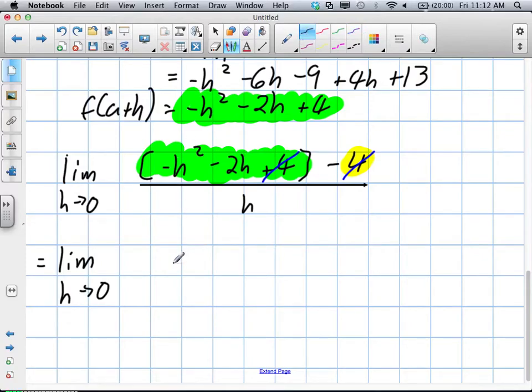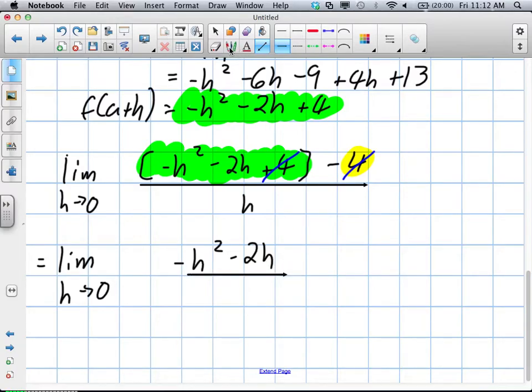Okay, so when we drop those brackets, we're going to be left with negative h squared minus 2h, all divided by h. Our numerator, what can I do with the numerator? Remember our goal, we want to actually get rid of this h on the bottom. So we're going to see if we can factor an h out. That's kind of what our goal is here. So we're going to factor out that h.